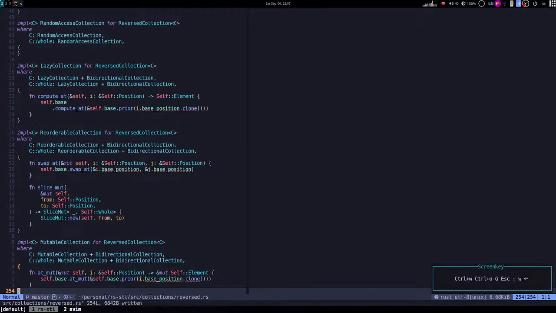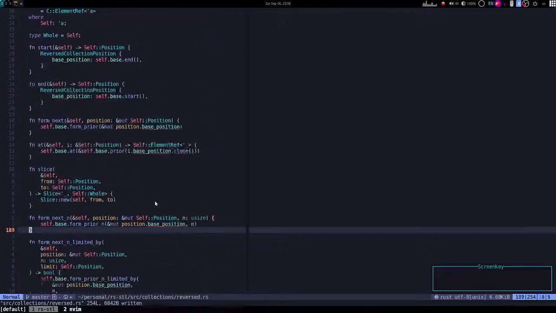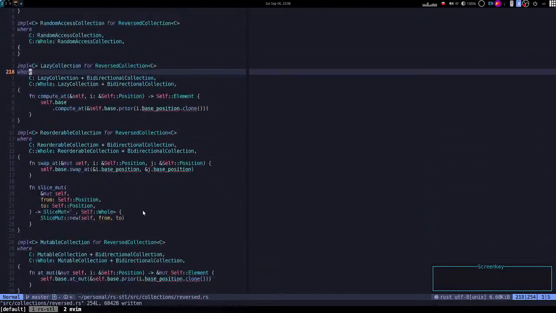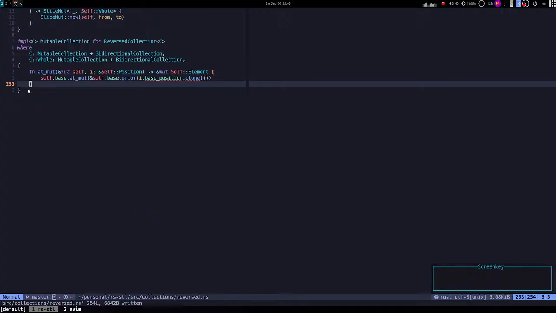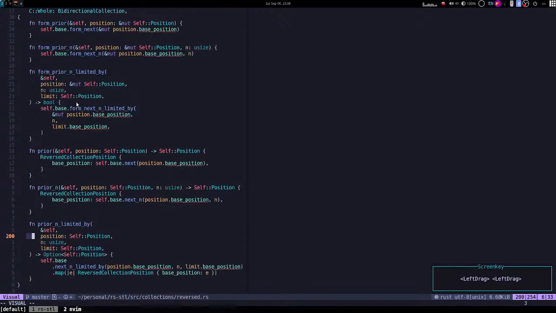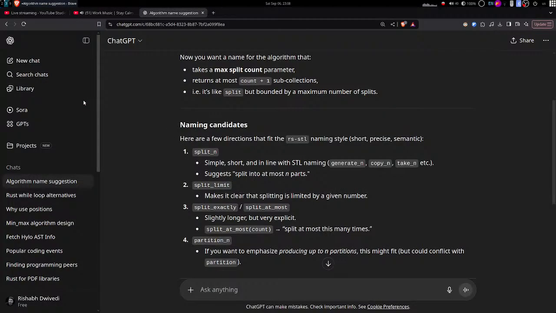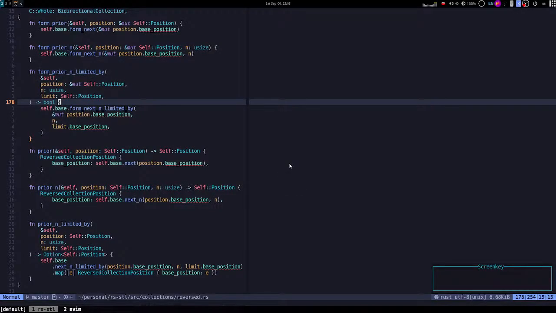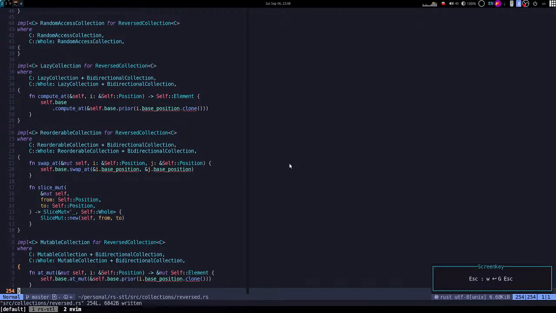Like the reverse collection implemented in RSSTL. Yeah, that's so nice. Okay, yeah, guys. Let's see if I got a little bit of person. No? Okay, fine.